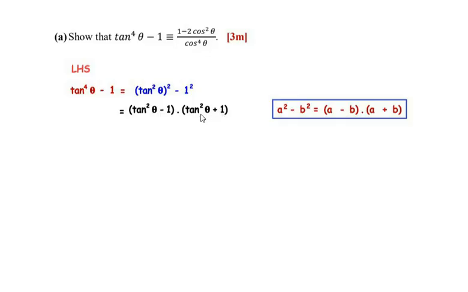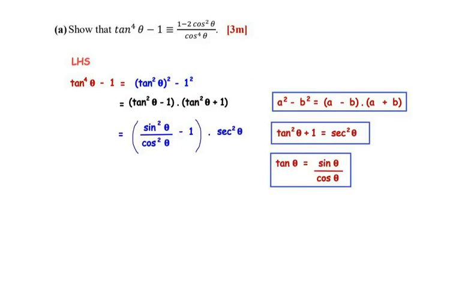Now this second term represents a trigonometric identity, which is tan square theta plus 1 is equal to sec square theta. So in place of the second term we have written sec square theta. Now in the first term, tan theta is equal to sin theta over cos theta. Because on the right hand side we have cos theta, we are going to change tan theta as sin theta over cos theta. So in place of tan square theta, we get sin square theta over cos square theta minus 1 times sec square theta.